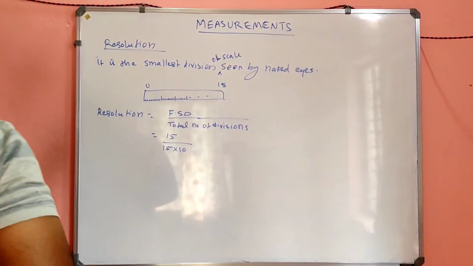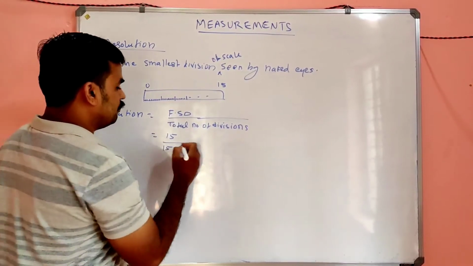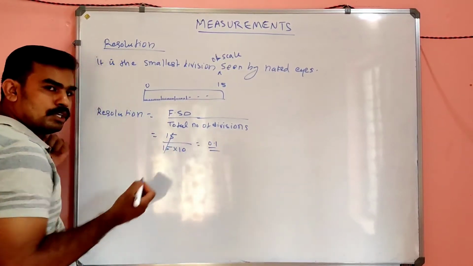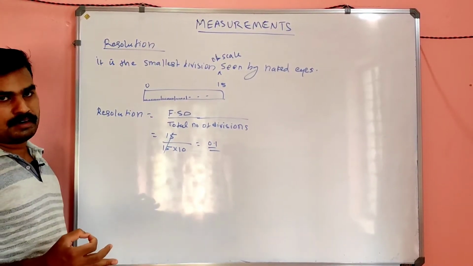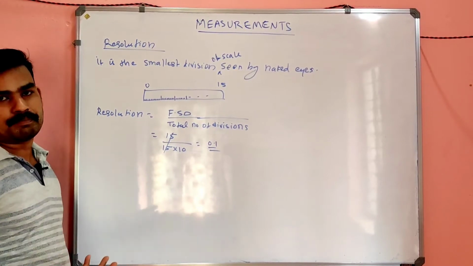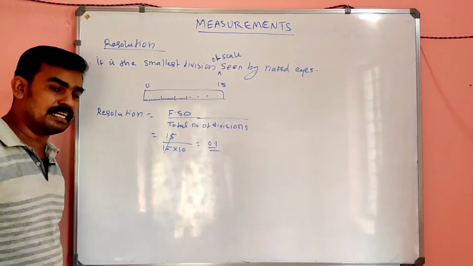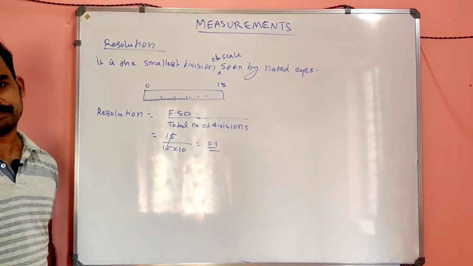Am I correct? So full scale deflection divided by the smallest resolution gives the value 0.1. 1 by 10 is equal to 0.1, which means 0.1 in terms of what? Centimeter. 0.1 centimeter is the smallest division you can see by your naked eyes. That is called the resolution.